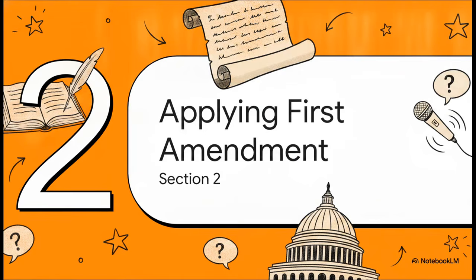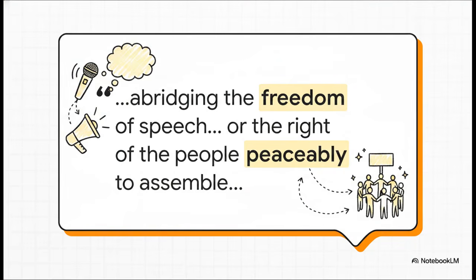Moving right along to Section 2, applying the First Amendment. We're pulling our very first piece of evidence straight from the transcriptions at the National Archives. Here is the exact text of the First Amendment. Read along with me. Congress shall make no law respecting an establishment of religion or prohibiting the free exercise thereof, or abridging the freedom of speech or of the press, or the right of the people peaceably to assemble and to petition the government for a redress of grievances.